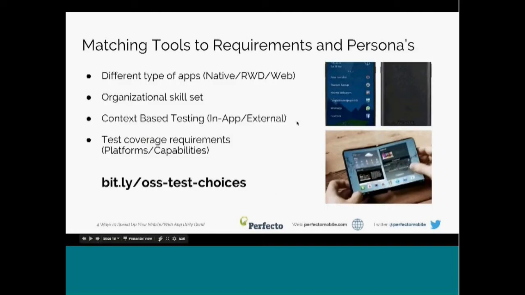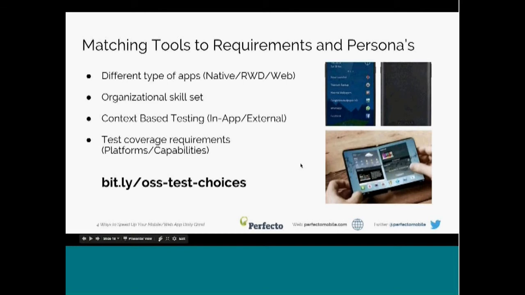And this really depends on a number of factors. The short of it is, look, you have different types of apps. Your organization, like I said earlier today, this is a room full of developers and QA, right? We have different skill sets, and that's okay. But we need to match to those to really go fast.